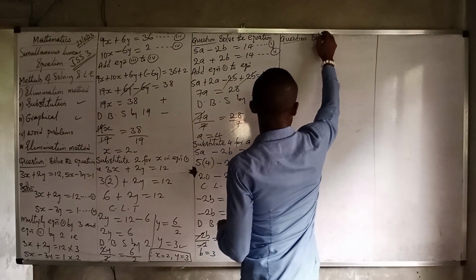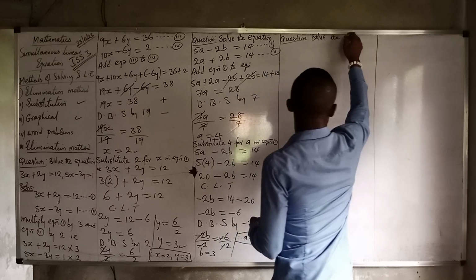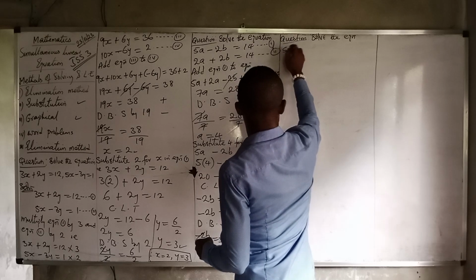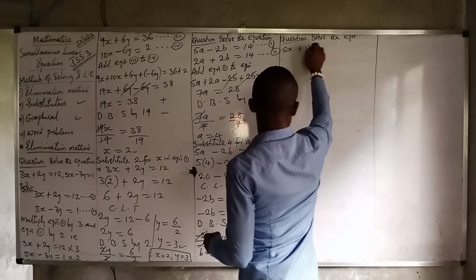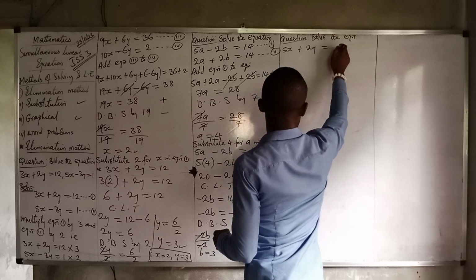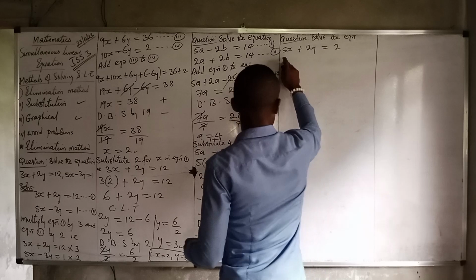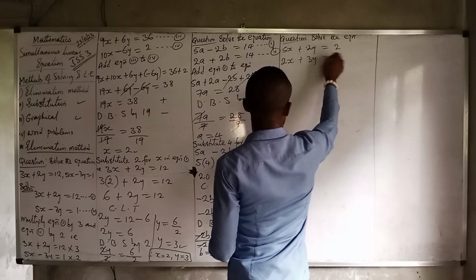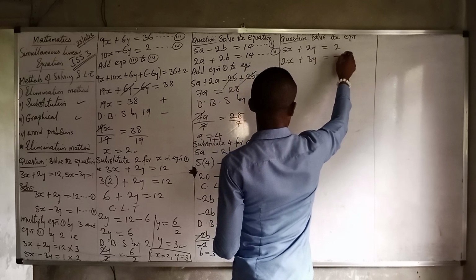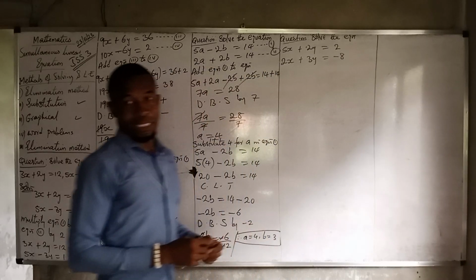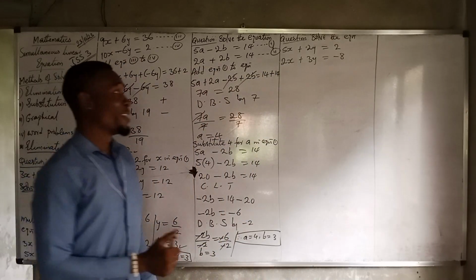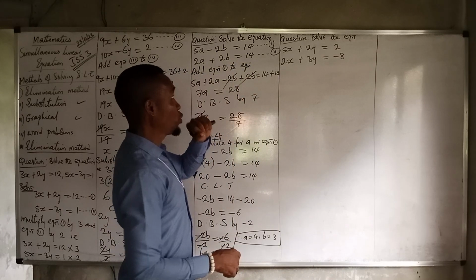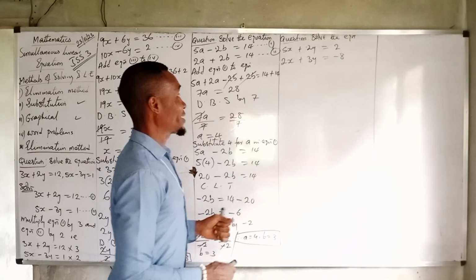It says solve the equation. What's the equation? 5x plus 2y equals 2, and 2x minus 3y equals minus 8. That one is difficult. Okay, no, we solve more. I understand. Now I say 5x plus 2y equals 2, and 2x minus 3y equals what?